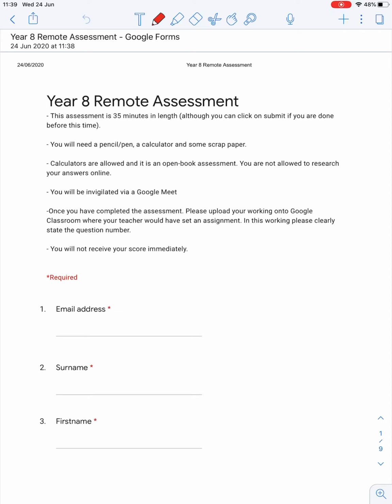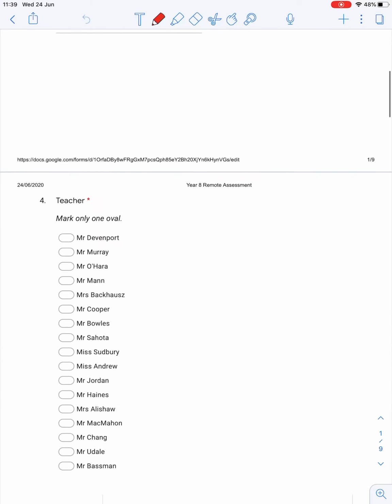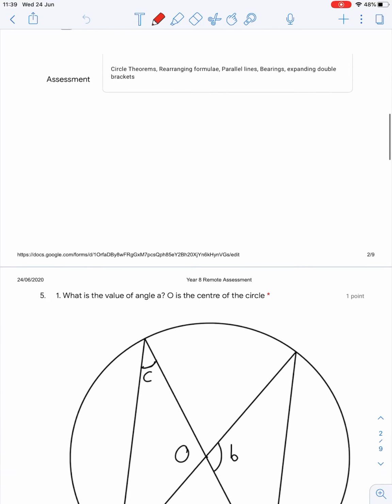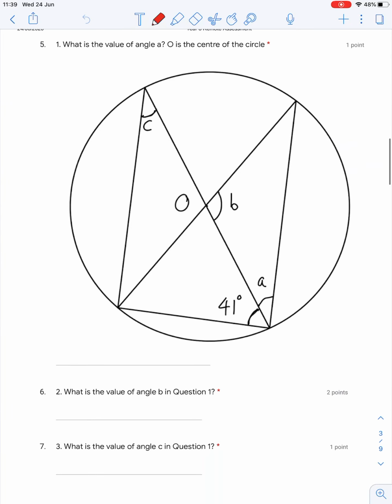Alrighty, I have no idea what your email address, surname and first name are, or who your teacher is. But here are some ideas for how you might have answered these questions.